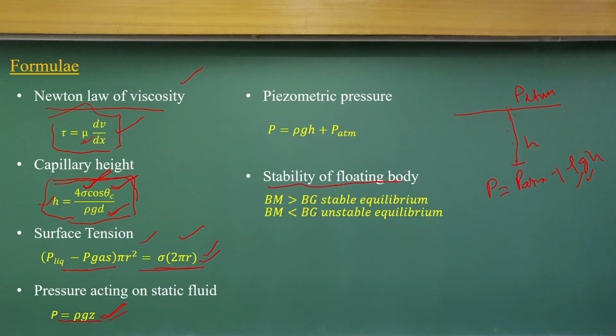And next, we know how a floating body's stability is analysed with respect to BM and BG, the distance between the buoyancy center and the metacentric point, and between the buoyancy center and the center of gravity. That will show us whether the floating body is in a stable or unstable condition.